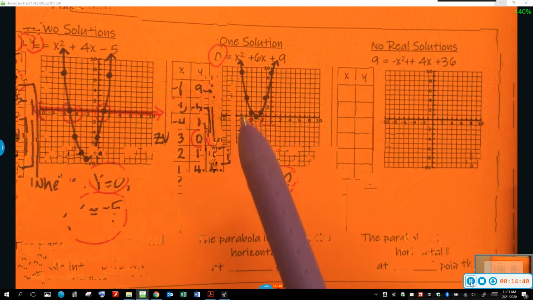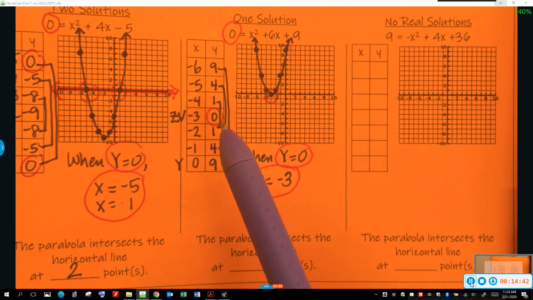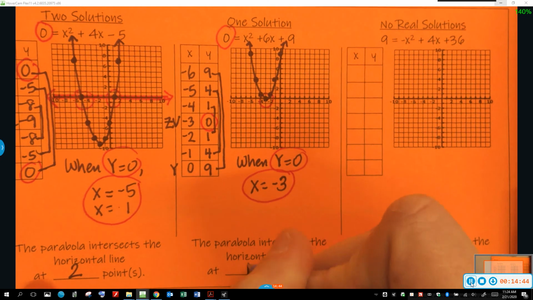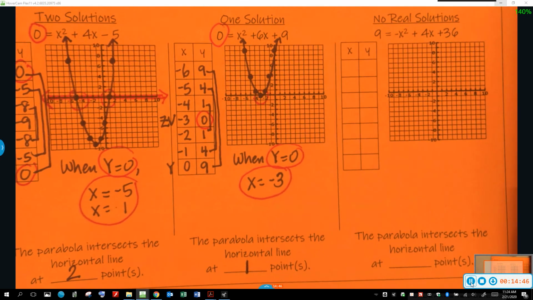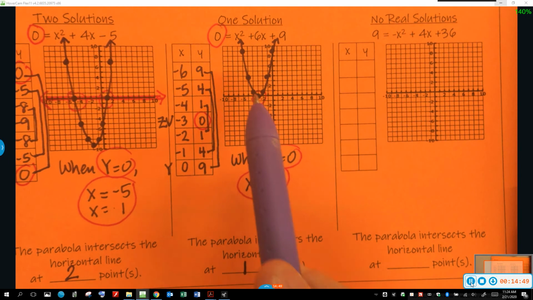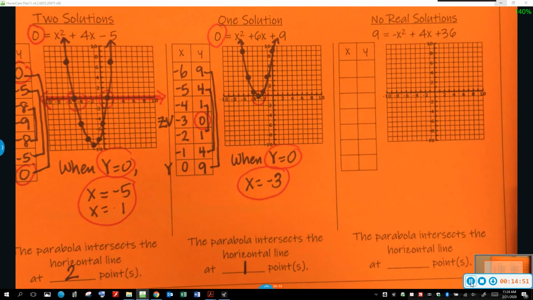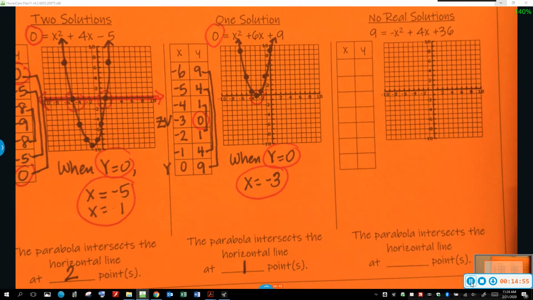So how many times do I have a y value of 0? Only one for this one. And the only way that can happen is if the vertex is the point that touches that. Because remember, the vertex is the only one that doesn't have a symmetrical pair. This is the only one without a partner, it's the only one that can be.